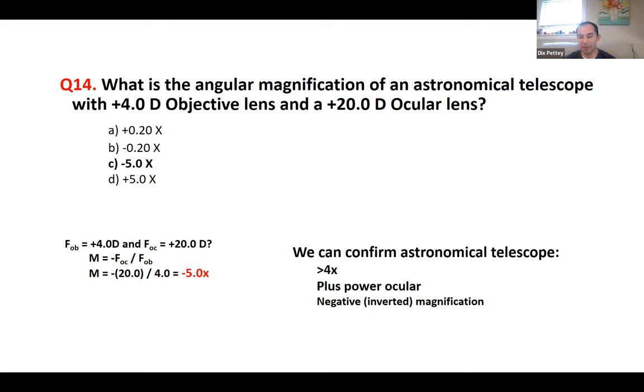So these are just some rules of thumb for an astronomical telescope. It'll be greater than 4x. It'll have a plus power ocular, or both lenses will be plus power, and the magnification will be negative, or inverted.